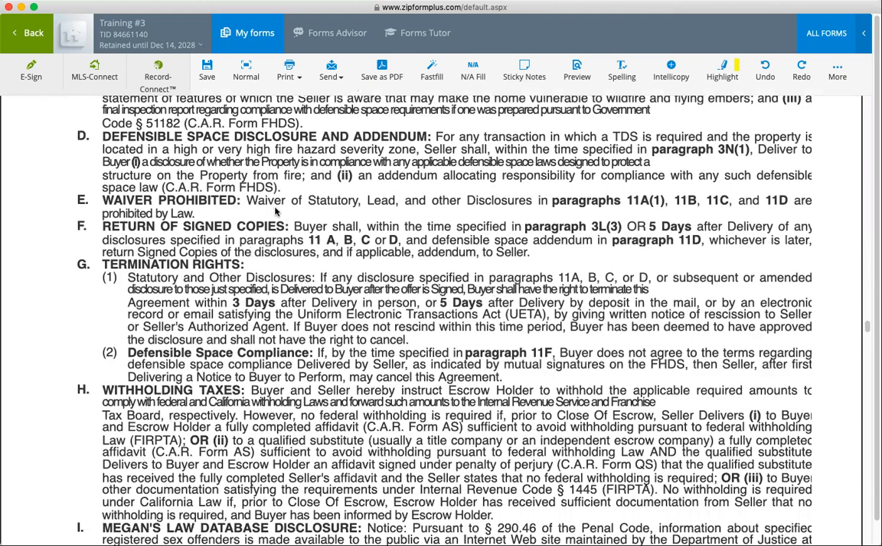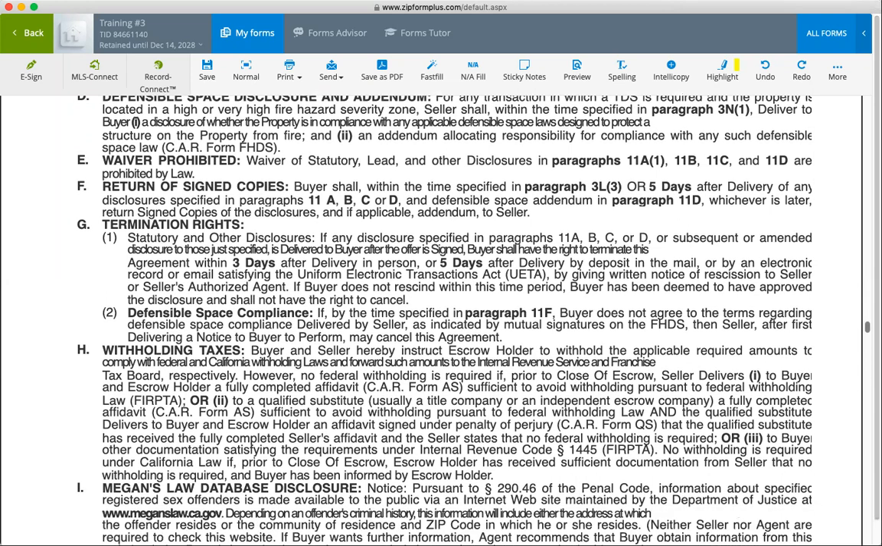It's illegal to waive some of these disclosures that are statutorily required. You can't waive getting them. Returning signed copies, termination rights. So remember, the TDS has a 3-day right of termination if it's delivered in person, 5 days delivery if it's deposited by mail or electronic email.